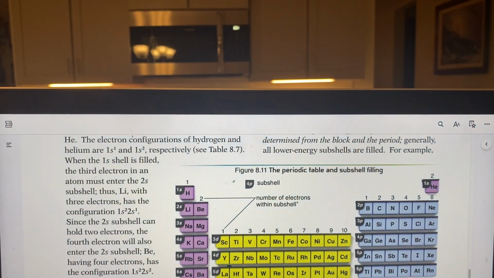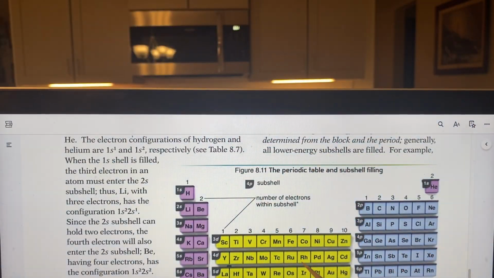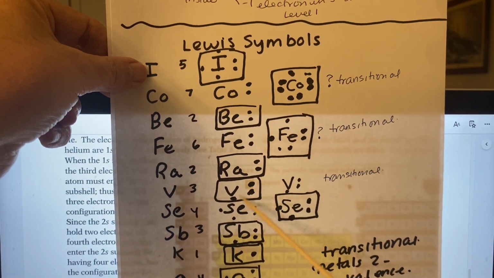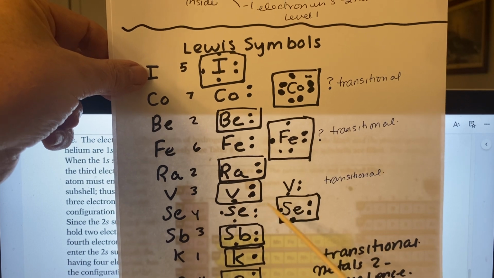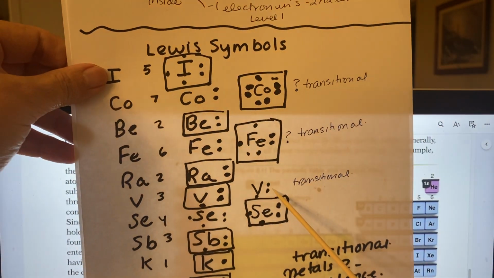So radium is in this column here, Ra, and it says 2. So I put radium, and it has 2. 3 is here, V, vanadium, I think. I'm trying to remember how to pronounce it. But anyway, V, and it has 1, 2, 3. So we put 1, 2, 3. But, oh yeah, it's transitional, so I changed it to 2.